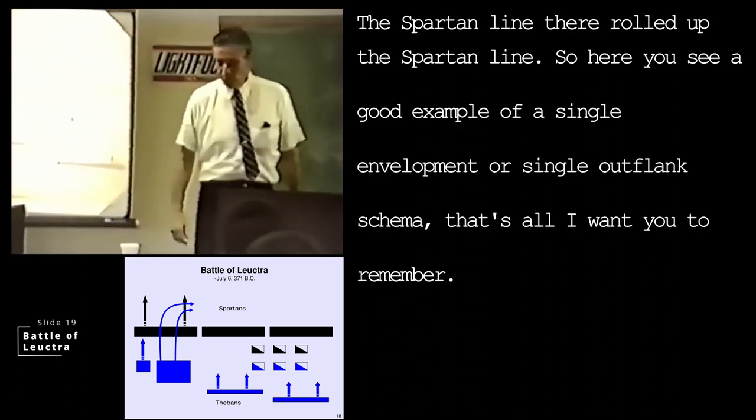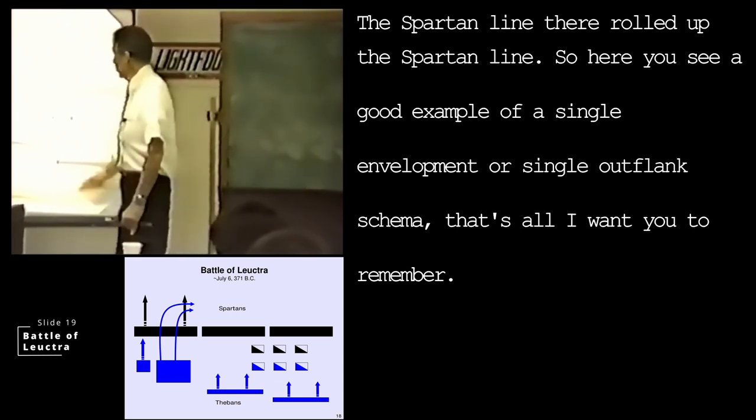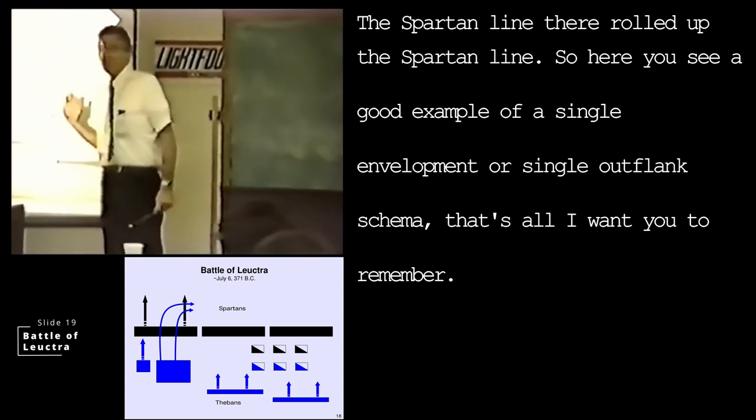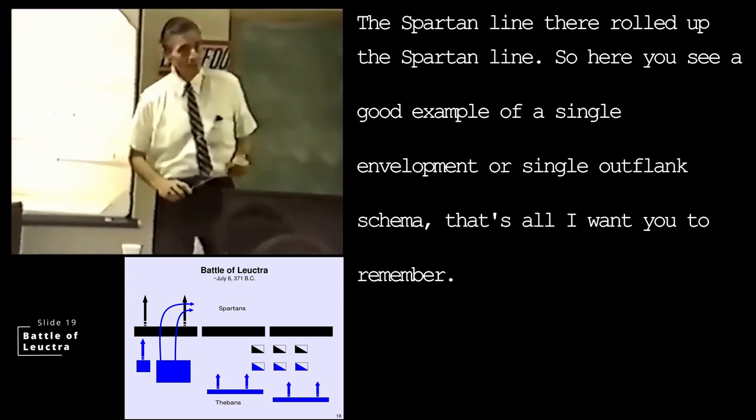The Pentagon. Good slip. The Spartan line there. Roll up the Spartan line. So here you see a good example of a single envelopment, or single outflank. That's all I want you to remember.